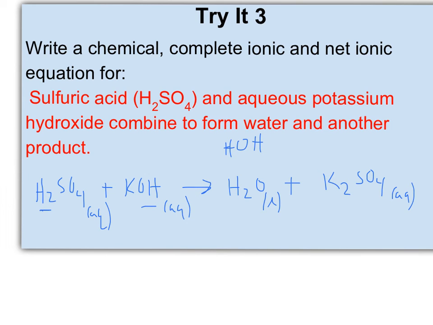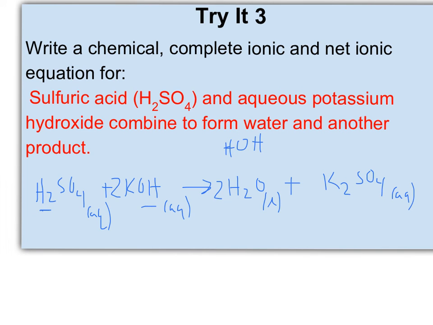I need to balance it. I have one SO4, one SO4. I have 3 hydrogen on the left side. I only have 2 hydrogen on this side, and I have 2 potassium. So balancing my metal first, that gives me 2 potassium. And then if I put a 2 here, that also balances the 2 oxygen and gives me a total of 4 hydrogen on each side. So that's my balanced equation.